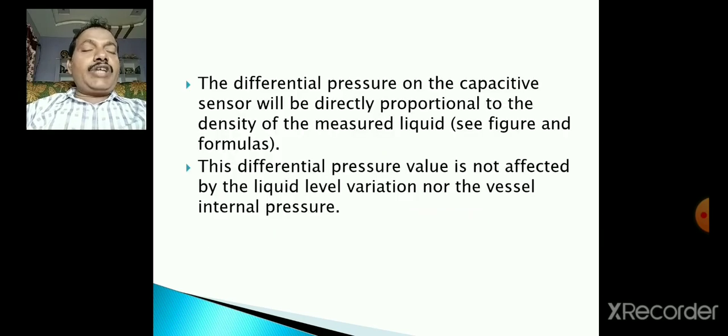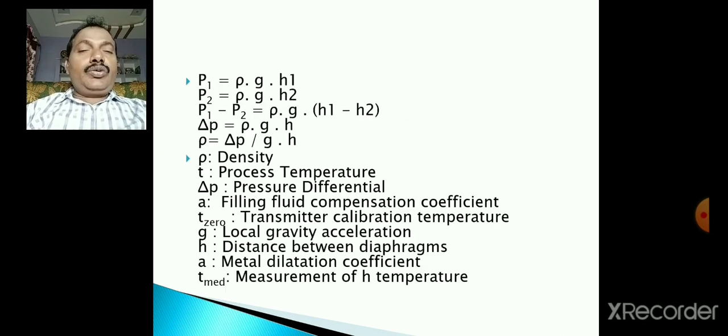So the differential pressure on the capacitive sensor will be directly proportional to the density of the measured liquid. This differential pressure value is not affected by the liquid level variation nor the vessel internal pressure.